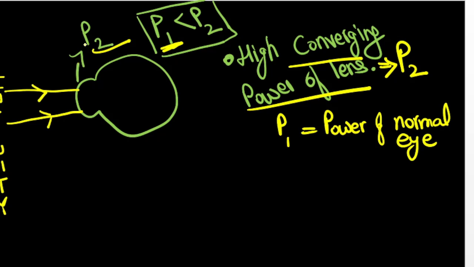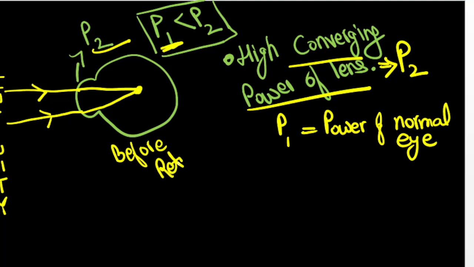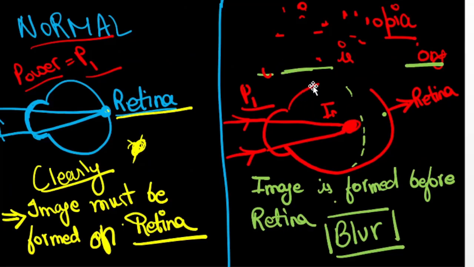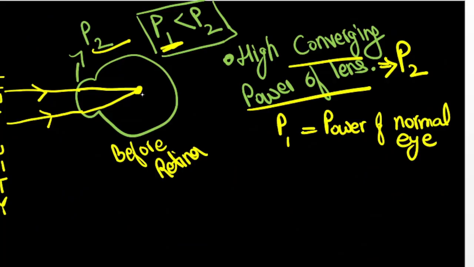And here, the high converging power of lens, the power P2 of lens and cornea will refract it and the image will be formed before the retina. Now if you are getting confused you may ask why the image is formed before the retina. I had said that when the eyeball is big, then the image is formed before the retina. I told you here that when the eyeball is too long then the image is formed before the retina. So why is the image formed before the retina in this case?